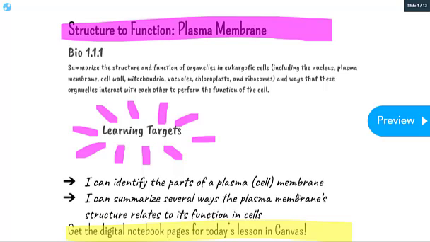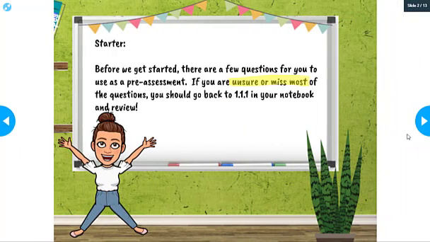Make sure that you got the digital notebook pages for today's lesson. They are in Canvas, so you've got your copy. You've either already added it to your notebook or you're going to edit and then add it to your notebook. That's the link you'll turn in today. You should have already answered those two questions in Nearpod. If you are unsure or missed those questions, please go back to 111 in your notebook and review the cell membrane and its function in cells.